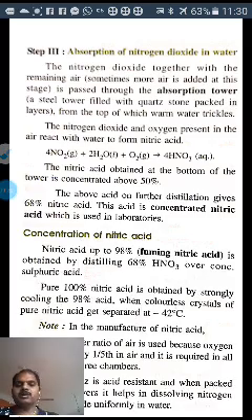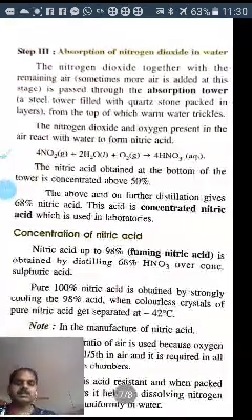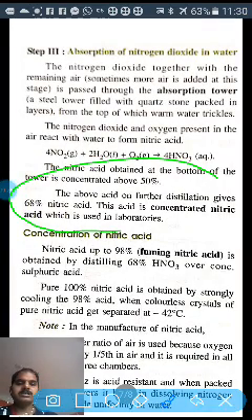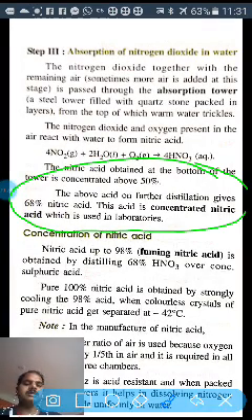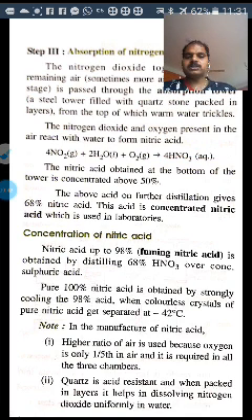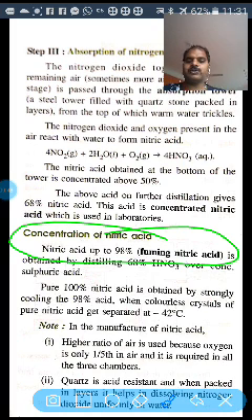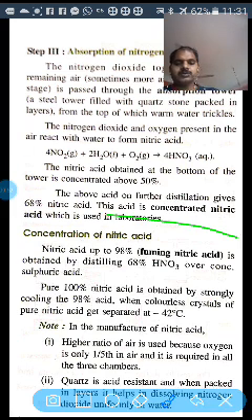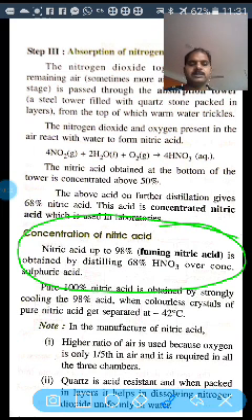The above acid on further distillation gives 68% nitric acid. This acid is concentrated nitric acid, which is used in our laboratories. Now, we can even increase the concentration of nitric acid to higher percentages. For example, 98% gives fuming nitric acid. This can be obtained by distilling nitric acid over concentrated sulfuric acid. So it is possible to get 98% nitric acid.